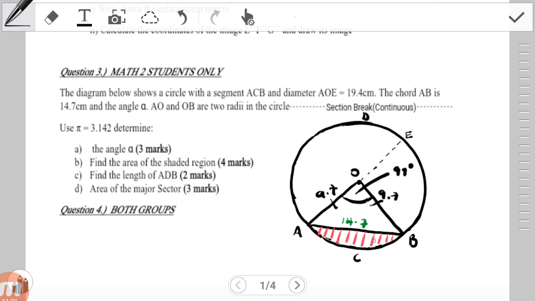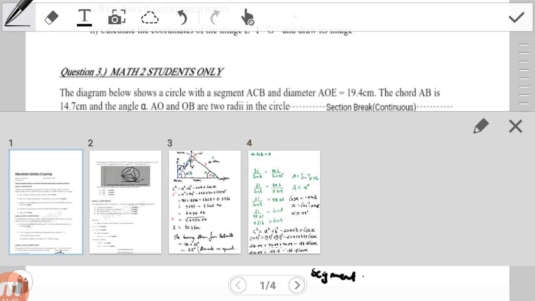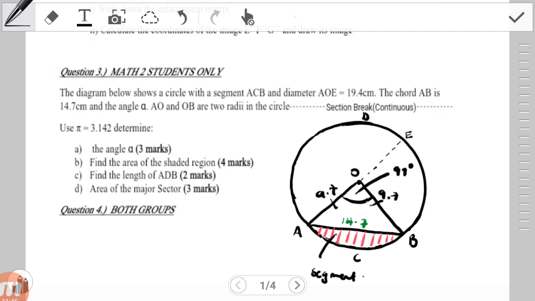So this region down here, which is the shaded region, is known as our minor segment. So we're going to have to call upon the formula for the sector and also the formula for the triangle. Notice here that this section of the diagram has a triangle that is mounted on top of the segment, and the segment and the triangle is what makes up the sector.